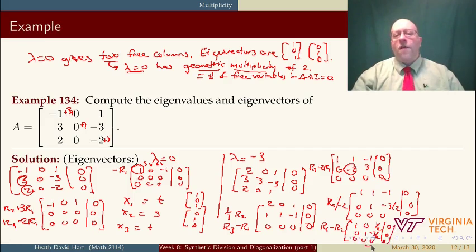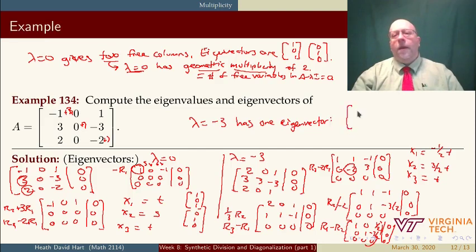And I have one free column here. x1 is equal to -1 half t. x2 is equal to +3 halves t. x3 is equal to t. And so my second value, lambda equals -3, has one eigenvector. And it's -1 half, +3 halves, and 1. Okay?